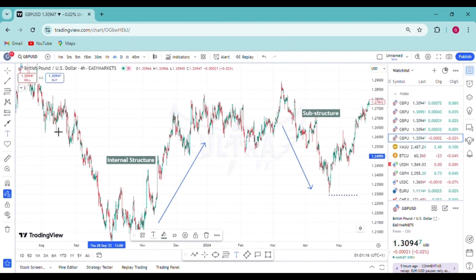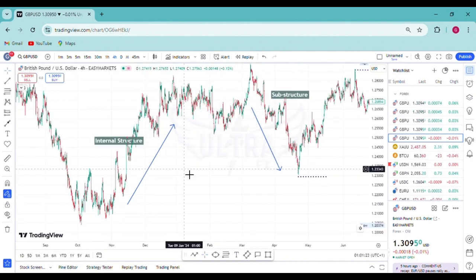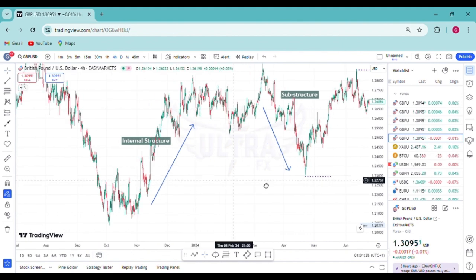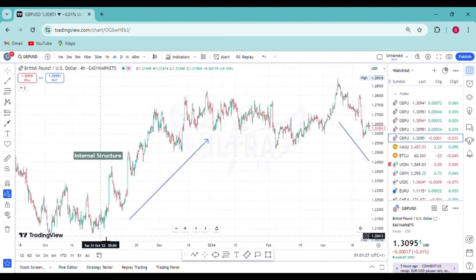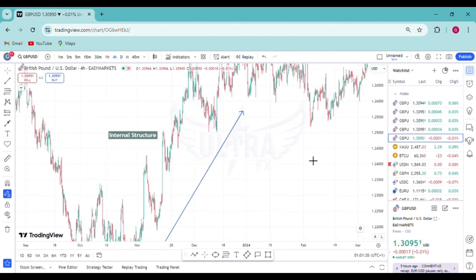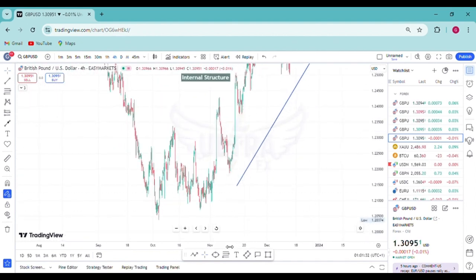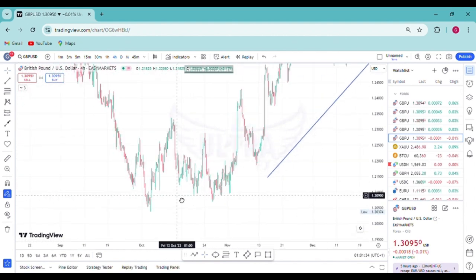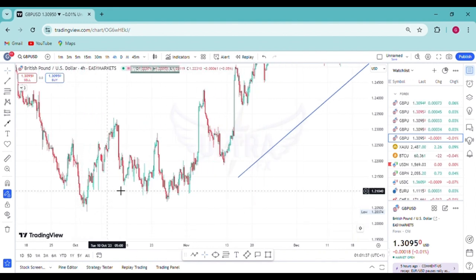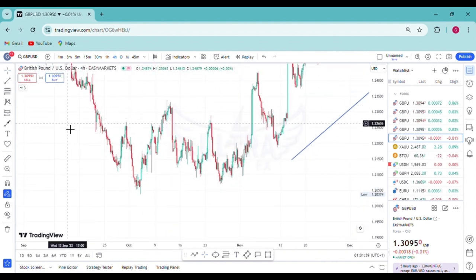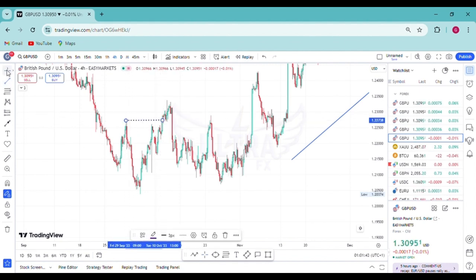All right, so this is our internal structure when the market is going up on a bullish trend on a lower time frame. So on these lower time frames, we are going to be looking for buy opportunities. As you can see from this break of market structure right here, this signifies that the market wants to rally to the upside. So we look for opportunities here.